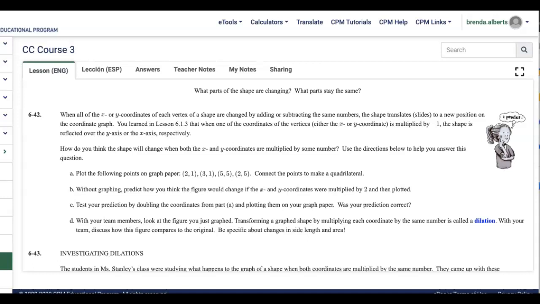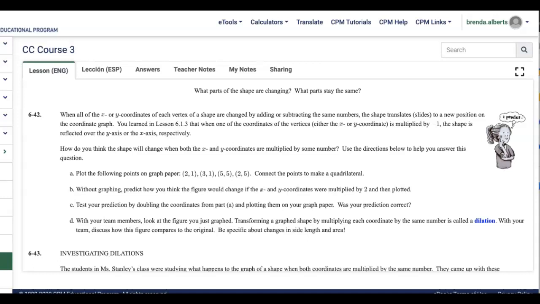So if you think about the pupil in your eye, the black part of your eye, when you're in a lot of light, that pupil is really small because your eye doesn't have to work to bring in light. But then when you go to a dimmer light or even in the dark, that pupil gets really large because it's trying to draw in as much light as it can. So that's really what a dilation is. It's an object getting larger or smaller, and we do that by multiplying the coordinates to see what that does.